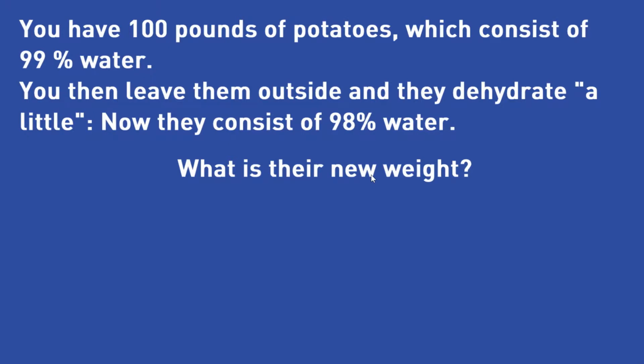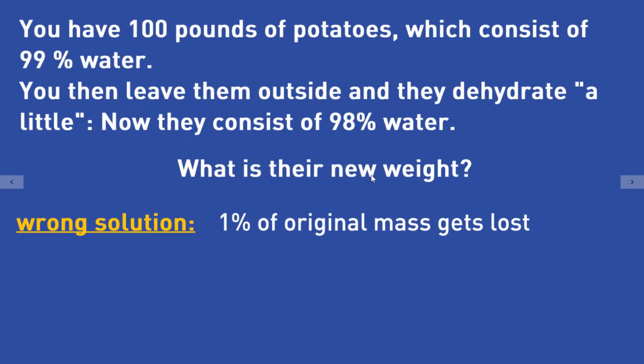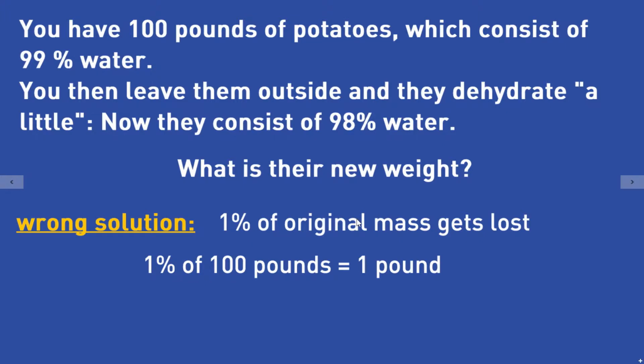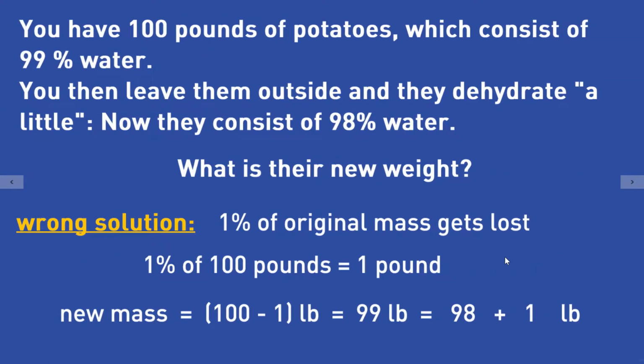So, first of all, I will show you the wrong solution. If you are not reading the problem carefully, you could end up with this solution here. So 1% of the original weight gets lost because of dehydration. 1% of the original weight is 1% of 100 pounds, which is 1 pound. Now you calculate the new weight by subtracting 1 from 100. So 100 minus 1, because 1 pound is lost because of dehydration, is 99 pounds.